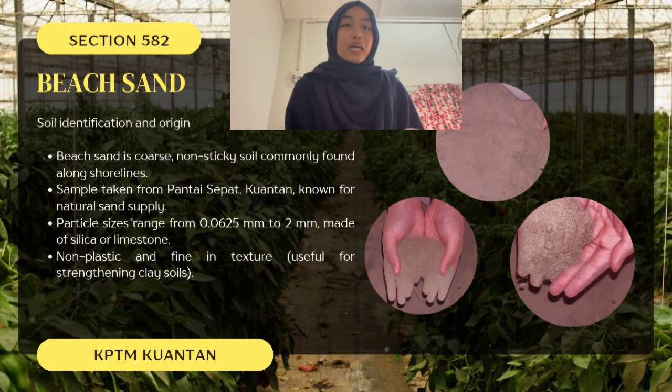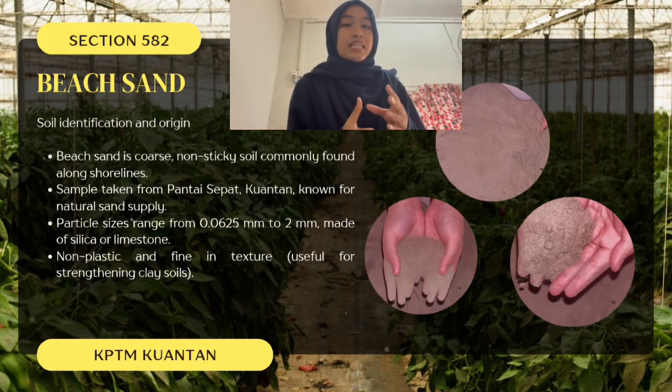Beach sand is a type of coarse soil that does not stick together. It is commonly found along shorelines. For this study, the sand sample was collected from Kuantan, Pahang, which is well known for its natural sand supply. The particles in this sand range between 0.06 and 2 millimeters and are mostly made of silica or limestone, depending on the nearby rock formations.